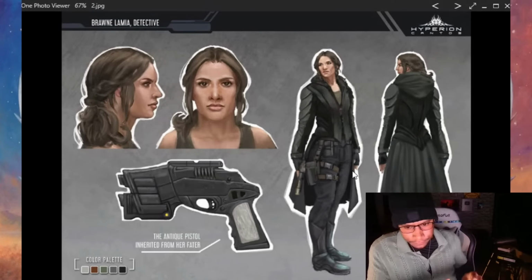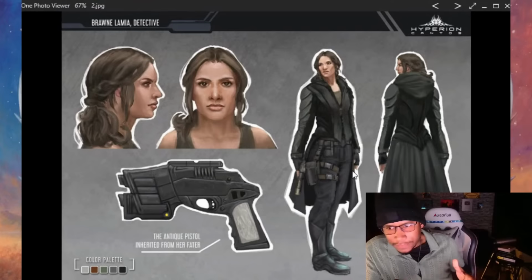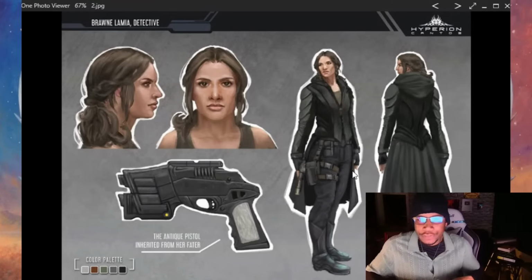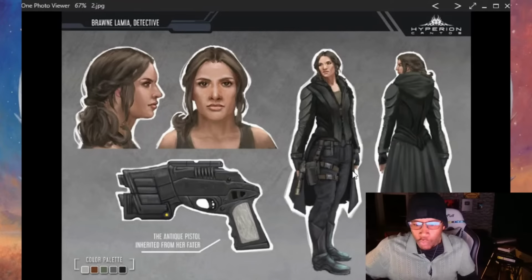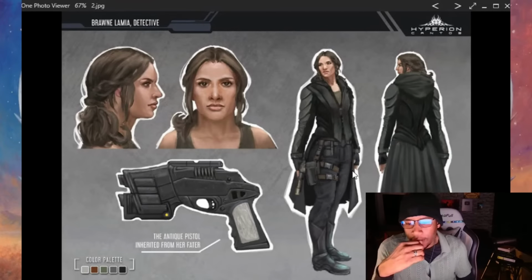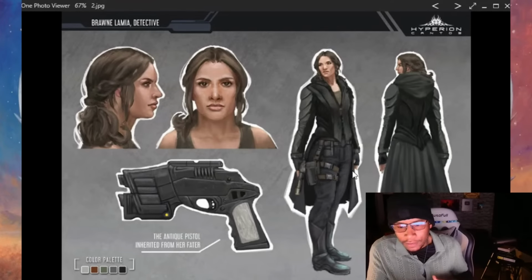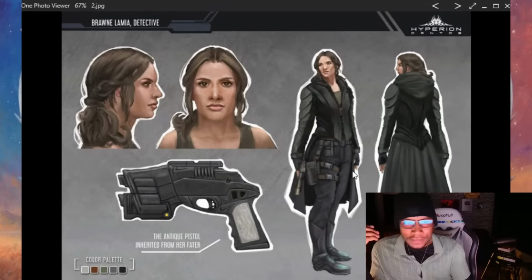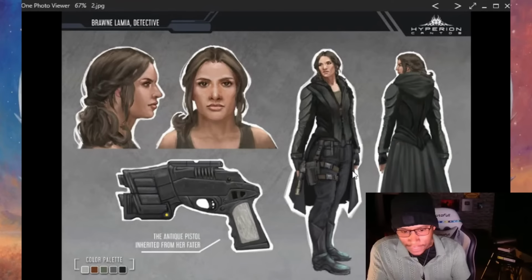All right. So Brawne Lamia is the only female pilgrim, right? And she hails from a world called Lussus. And Lussus is interesting because it's a high gravity world, right? So because it's a high gravity world, people are generally shorter and more muscular. So she's shorter, but she's super muscular and strong, but she's also pretty. She's beautiful, but super muscular and strong, right? And she's kind of like that tough chick archetype, I guess.